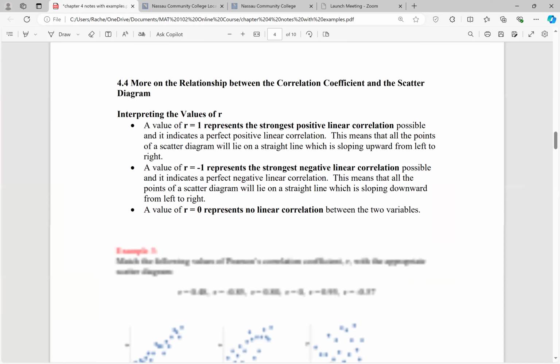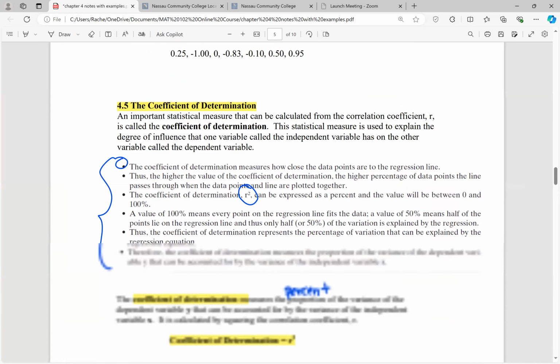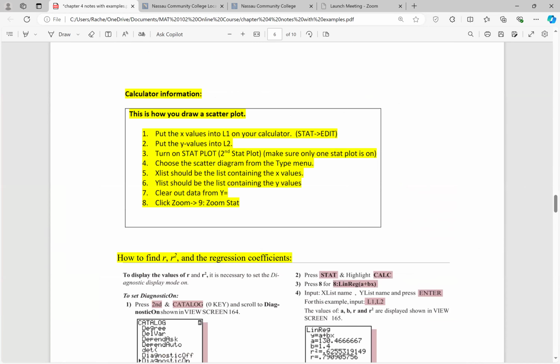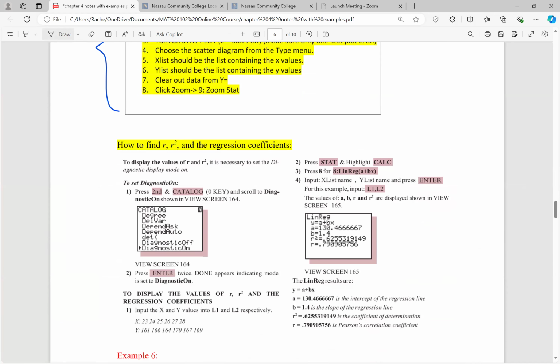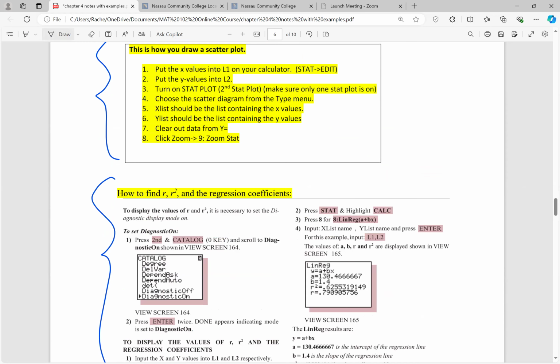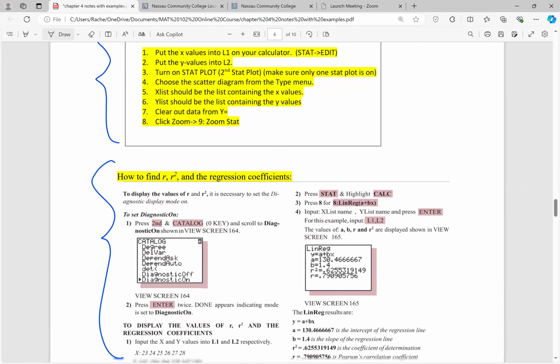I also have the calculator steps here for you as well. So here's the calculator information. It's going to cover how to draw a scatter plot, which we'll do. And then below that, I have the steps on how to find R and R squared, and then what I'm going to introduce in the next lesson, which are the regression coefficients. So we can find those all in one function. You have the steps here, and I'm going to go along with the steps using my calculator, and I'll display that for you.